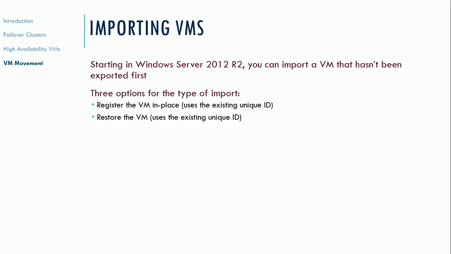You can restore the VM that uses the existing unique ID. Or you can copy the VM, which creates a new unique ID. So if you were going to import to a system that's still running, you would have to use the third option, right? So let's say you exported the VM, and you might do this if you're making a copy of a machine, right? So you got a clean running Windows server, for example, and you just want to make a copy of it to spin up another version of it.